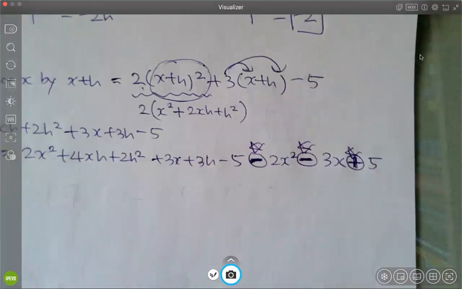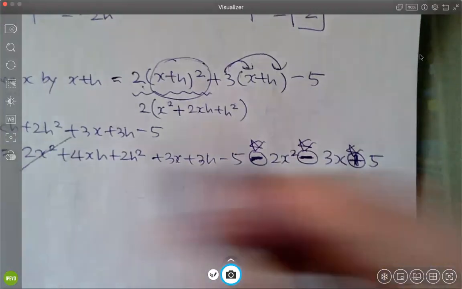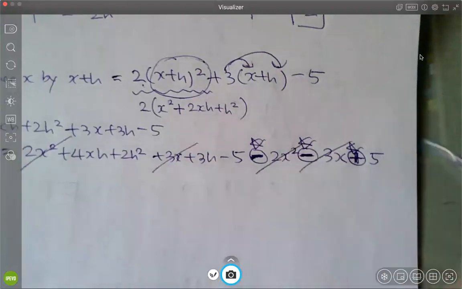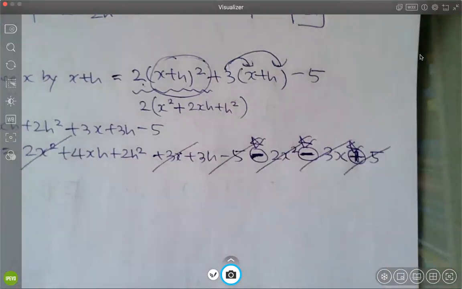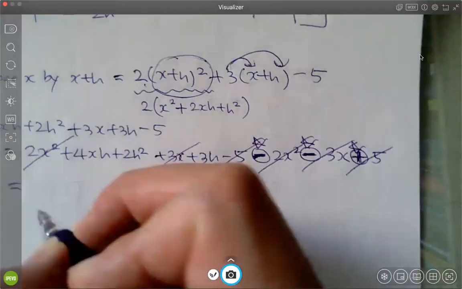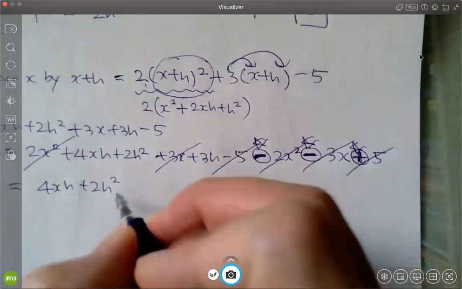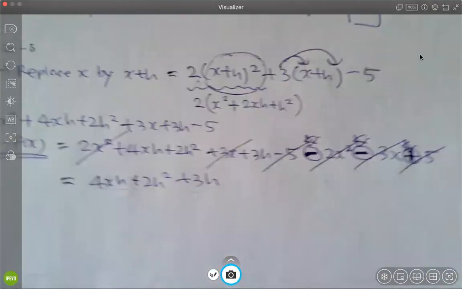Now, so do we see any cancellations? Yes, so these two are canceled, and 3x minus 3x are canceled. Minus 5 plus 5 is canceled, right? So here, what do you see? There are 6 cancellations, which is a lot, okay? So what are the survived terms? 4xh plus 2h squared, and then plus 3h, right? Okay, so that is the numerator.